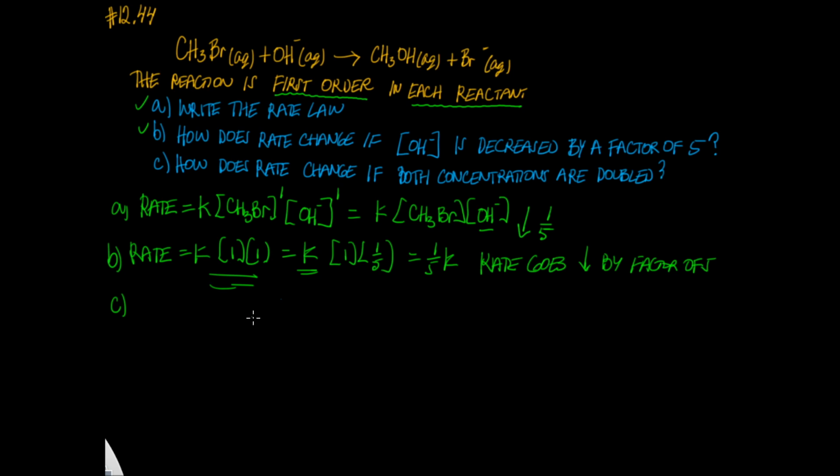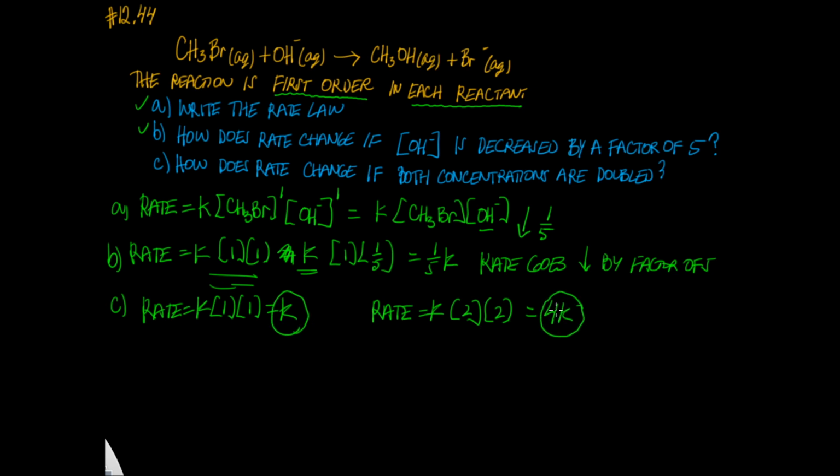If the concentrations are doubled, we will have initially the rate is equal to just K, all right? And if the concentrations are doubled, we will have two times two times K, which is 4K. So if we compare these two reaction rates, we can see that the rate is going to go up by a factor of 4.